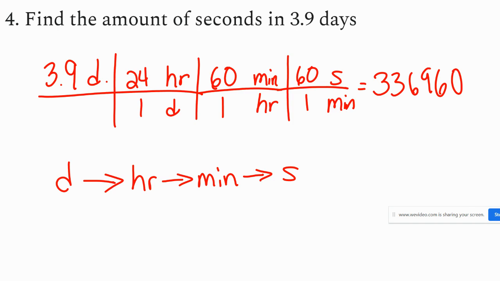3,36960, and that's going to be seconds. And if I was keeping with true form for sig figs, I would write down 2 sig figs, and that would be my 2 sig figs.